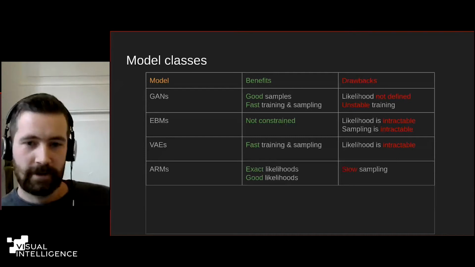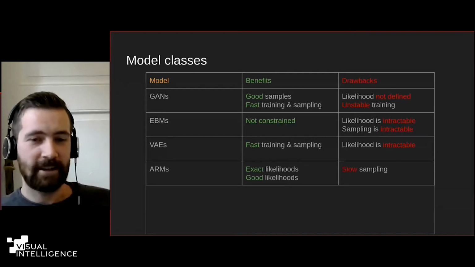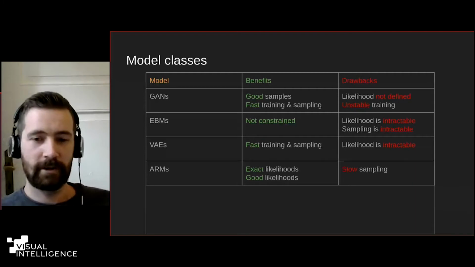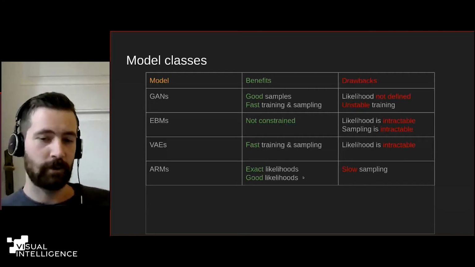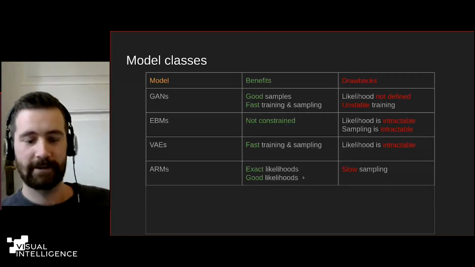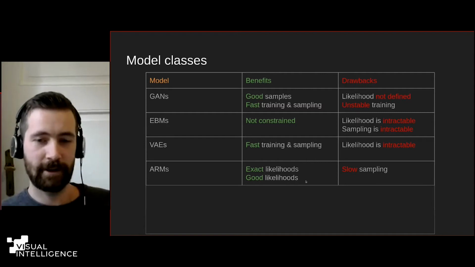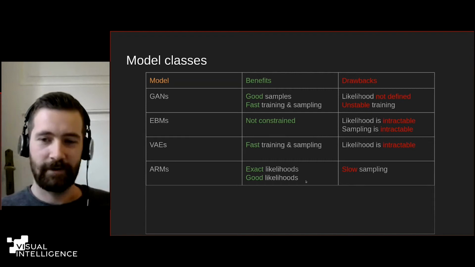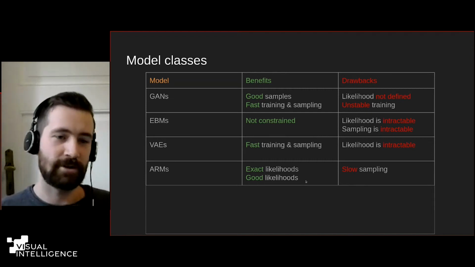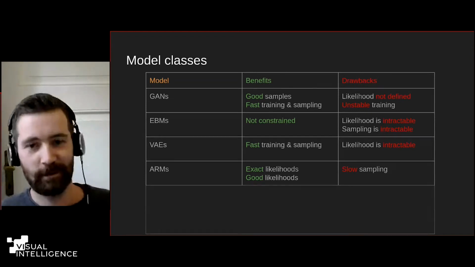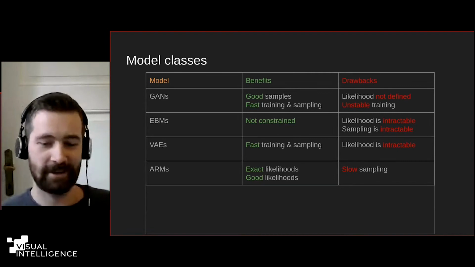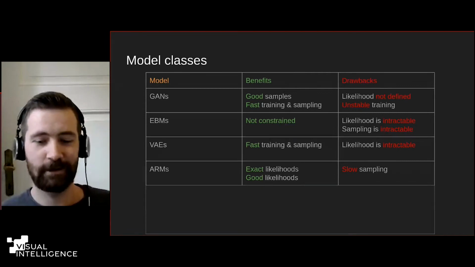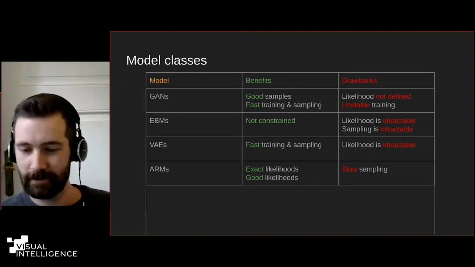Autoregressive models have exact likelihoods, and they tend to perform very well on likelihoods, so they tend to have state-of-the-art likelihoods. The drawback of autoregressive models is they are very slow to sample from. You have to sample sequentially, one dimension at a time. So for an image, that would require you to sample one pixel at a time. And each time, you have to evaluate a full neural network.